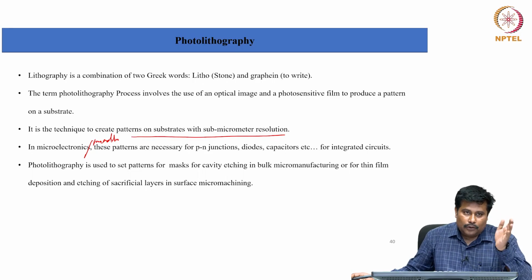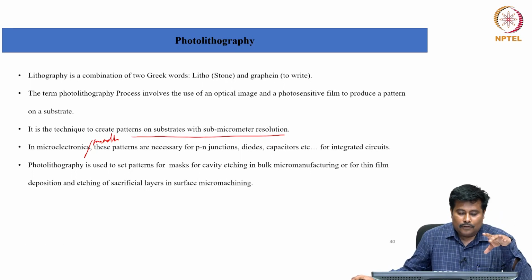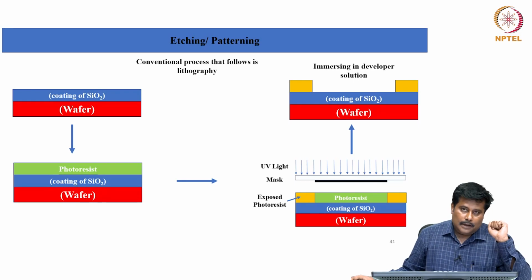So, photolithography is used to set a pattern for a mask for cavity etching in bulk micromachining, or for thin film deposition and etching of sacrificial layer in the case of surface micromachining. In all these domains, such kinds of photolithographic processes are employed.